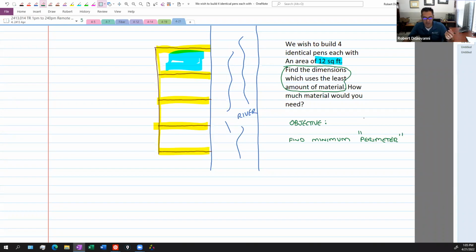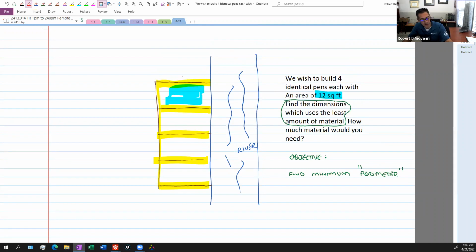So if I'm going to try and find the minimum perimeter, then I'm going to have to start labeling some things. So I'm going to call this x, which means that's x and that's x and that's x and that's x. And then this total distance here, let's call it y.